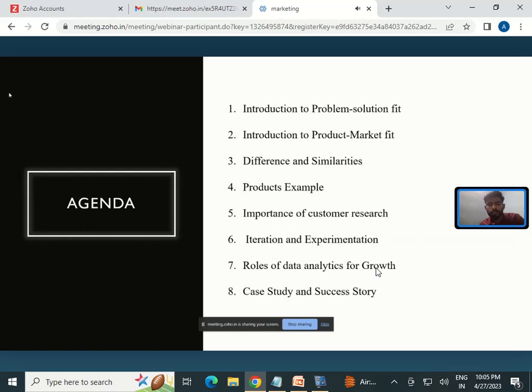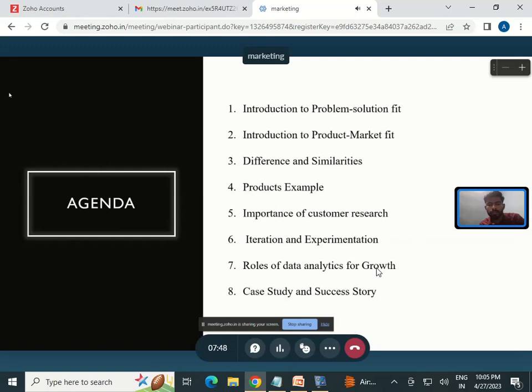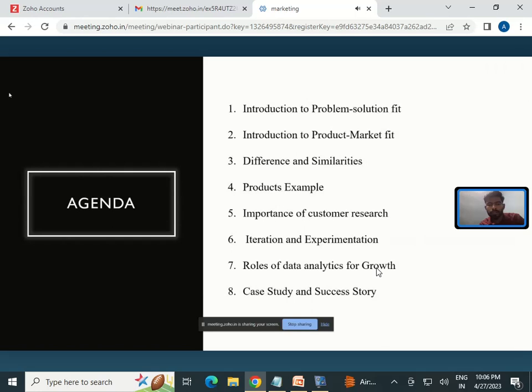Then we will look into some product examples: which products were launched in the problem solution fit category, and in the product market fit category. Then the importance of customer research, to get the solution for your consumers' problem. This customer research is like the sigma rule, the big component from where you clarify what the needs of our consumers are. So we will resolve the issues that our consumer or targeted market demands.